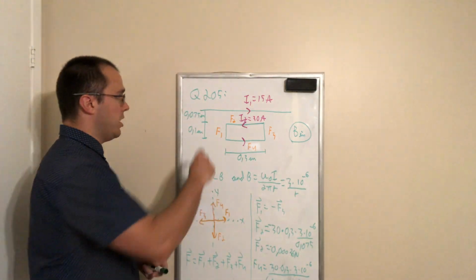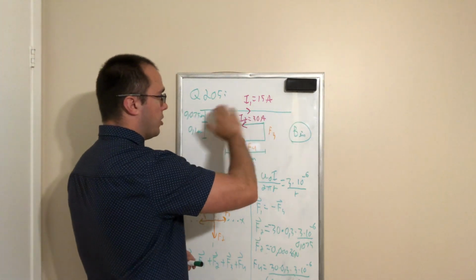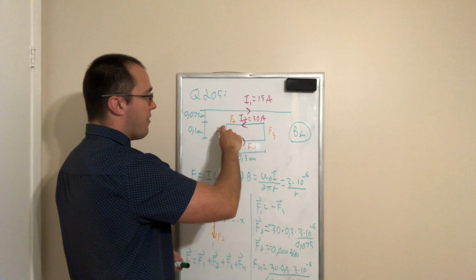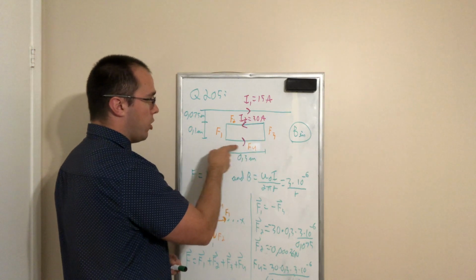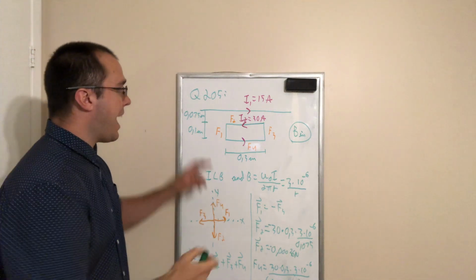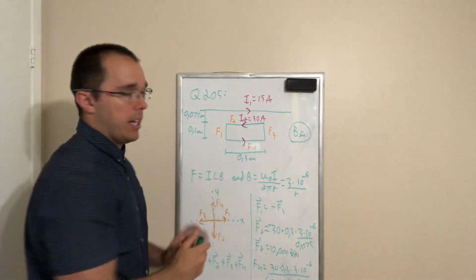So what we are shown is one wire on the top with a current of 15 ampere. We have a rectangular loop over here with a current going through it of 30 ampere. We are asked what is the net force on this rectangular loop.